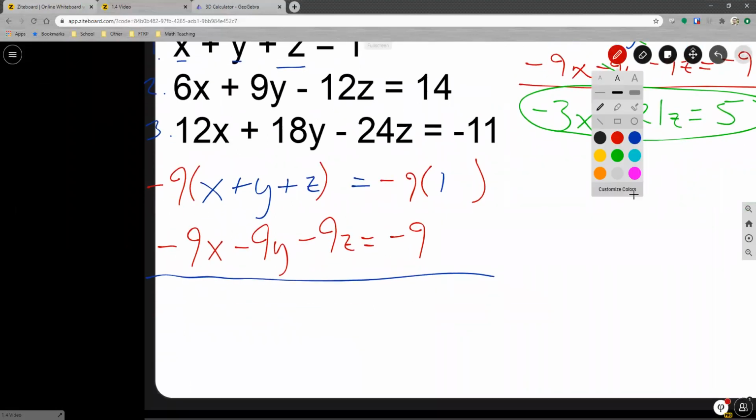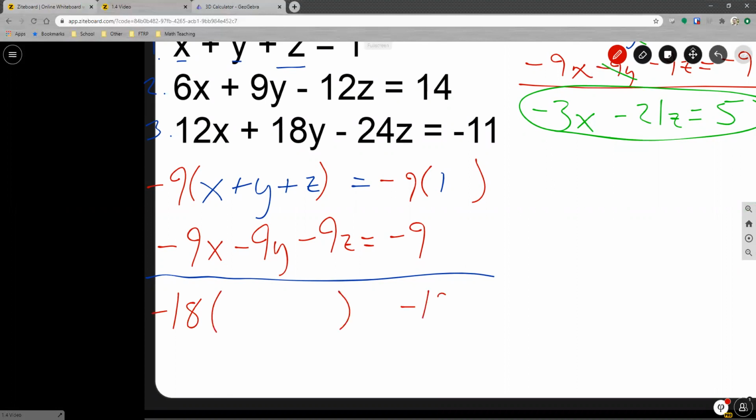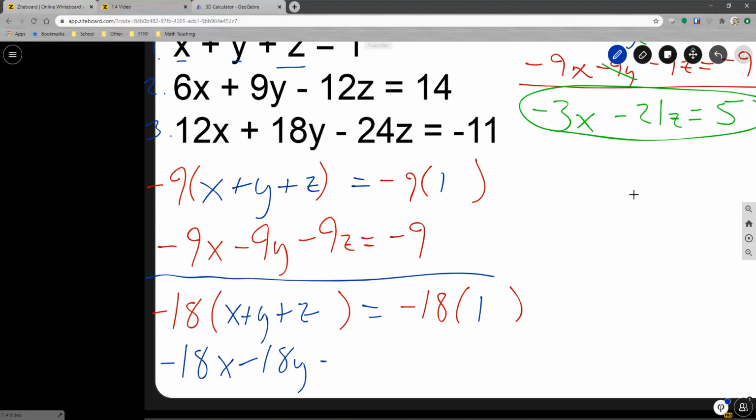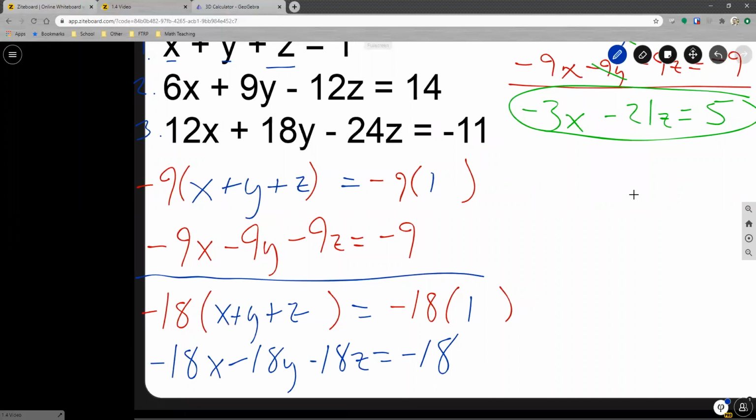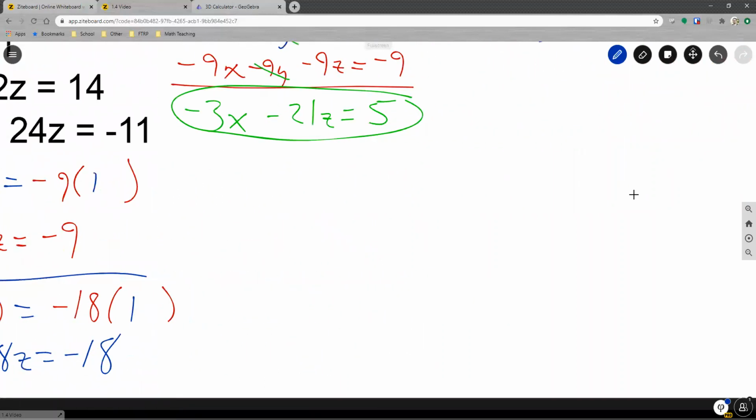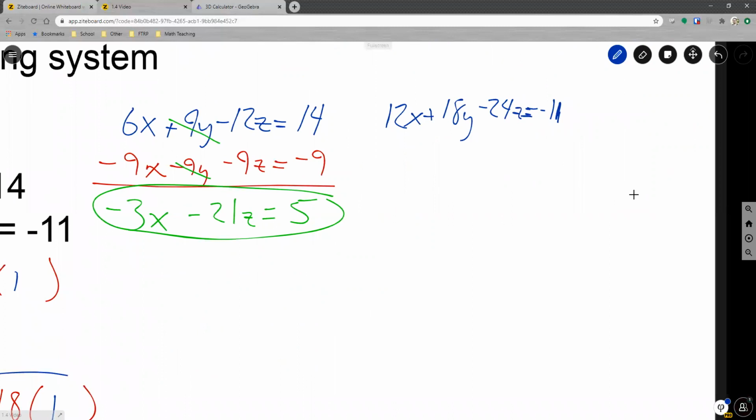So let's go ahead and put that together really quick. Negative 18 times, I'm going to put negative 18 over here as well. I'm going to fill in the blanks with my original information, x plus y plus z on the left, and a positive 1 on the right. And I get negative 18x minus 18y minus 18z equals negative 18. So I can just throw that under the second equation that I put up here, or really this is equation number 3.